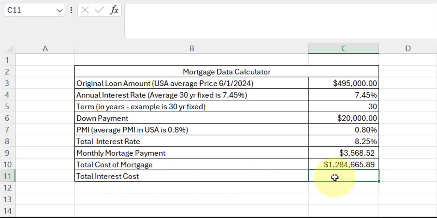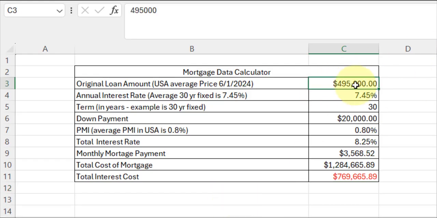And the total interest cost, what is our total interest cost going to be? Our total interest equals this minus this minus this. So our total interest would be the total amount of the mortgage minus the initial cost of the loan minus the down payment. 769,665.89. That's how you do that.